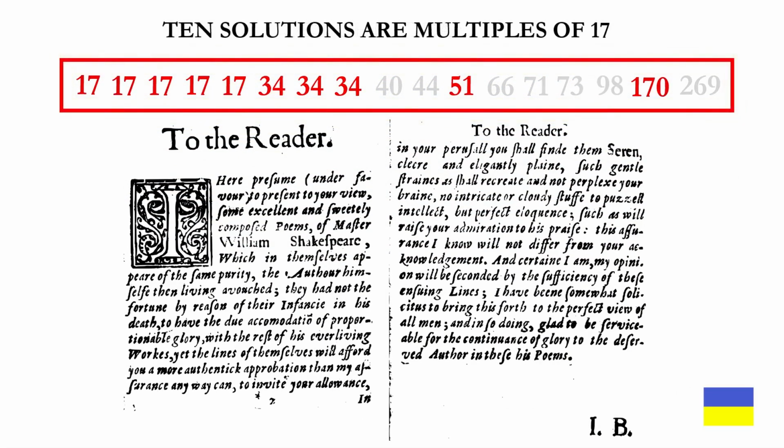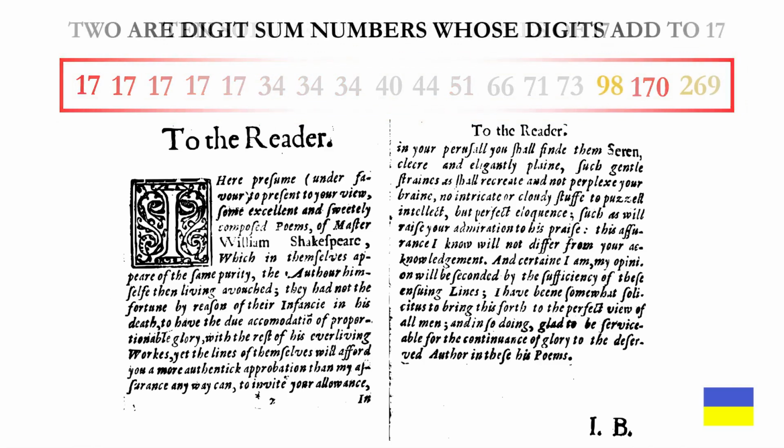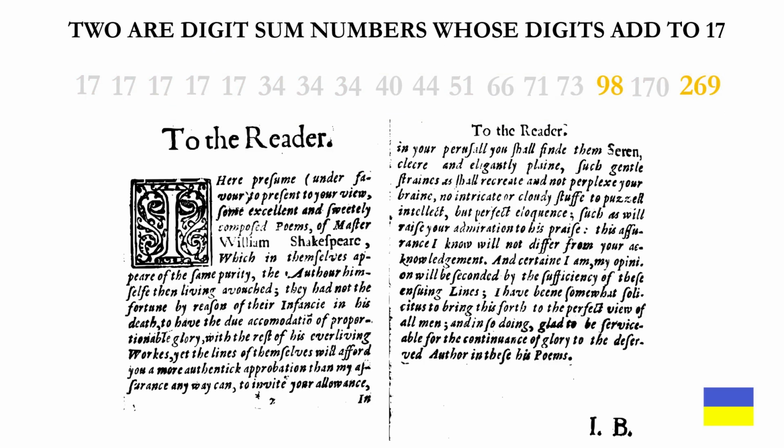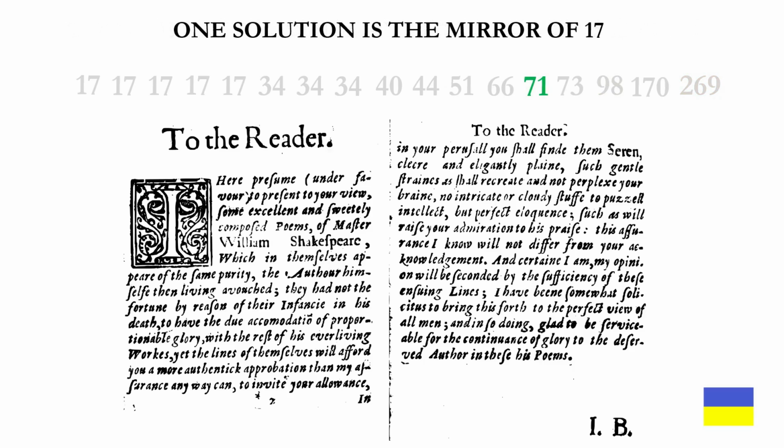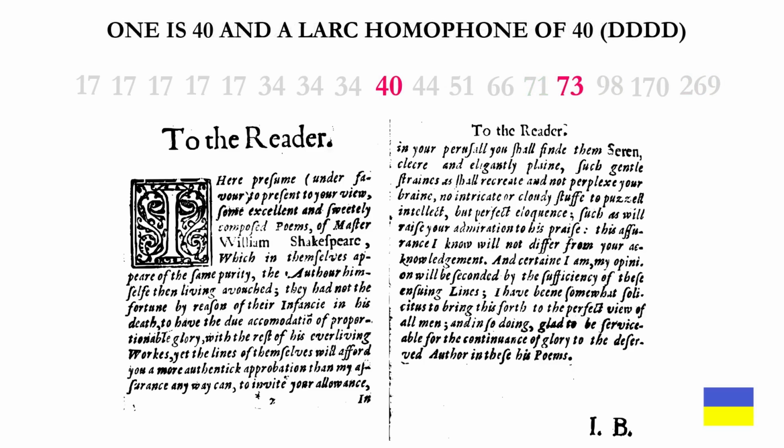10 solutions now are multiples of 17. 2 are digit sum numbers whose digits add to 17. One solution is the mirror of 17. 1 is 40, and a Latin alphabet repeating count homophone of 40, 73, which is D, D, D, D.